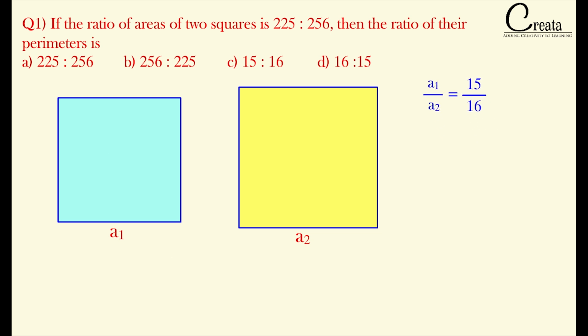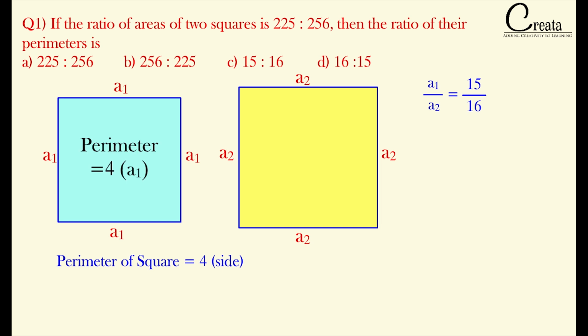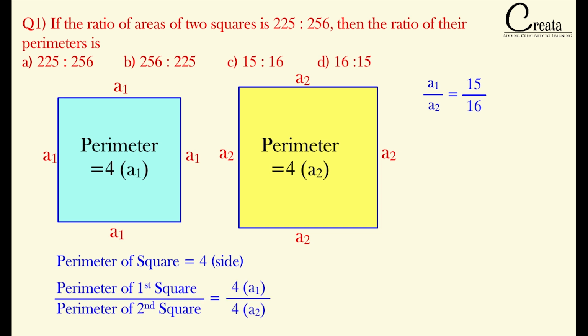Moving further, in the question it is asked for the ratio of the perimeter of both the squares. And we know perimeter is the sum of all the sides of the figure. Here all the four sides of the square are equal. So we can say the perimeter of the square is 4 times the side of the square. So the perimeter of the first square will be 4 times A1 and the perimeter of the second square will be 4 times A2. Let's take the ratio. We got 4A1 upon 4A2. On putting the value and solving, we got the ratio as 15 is to 16. That is the ratio of the perimeter of both the squares.